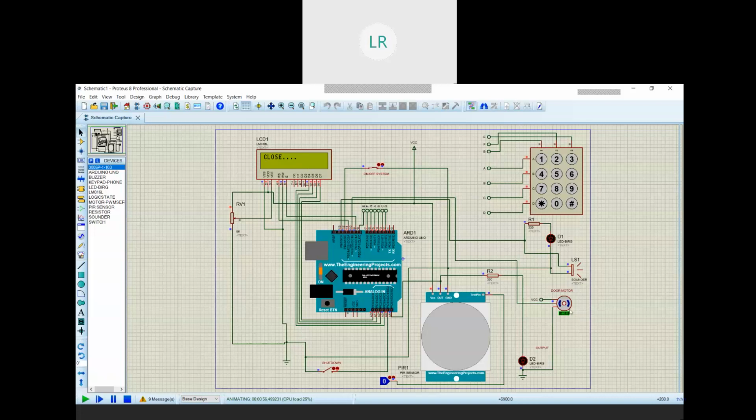First, it will indicate wrong password, motor is still closed. Same, wrong password for the second time. These are all 6-digit passwords. Motor is still closed for the third time. And the alarm system will start to sound. The LED will light up and the buzzer will start to sound.